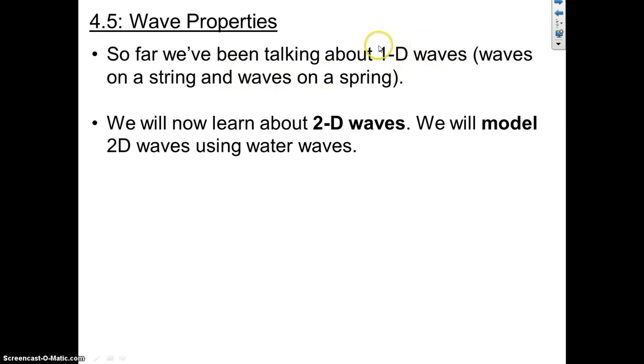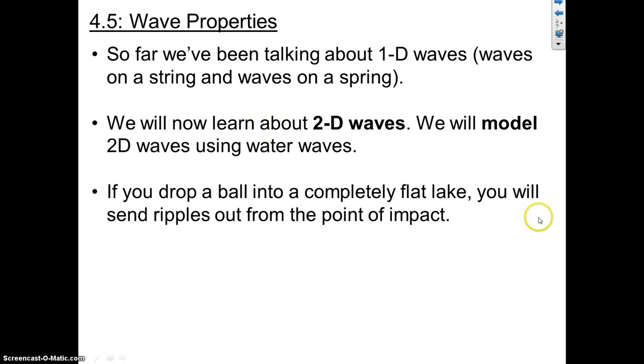Whereas we modeled 1D waves with strings and springs, two-dimensional waves we model using water waves. So we look at these waves in the water from above, and we examine the crests that are sent out in two dimensions, to the north, the south, the east, and the west, when viewed from above. If you drop a ball into a completely flat lake, what happens? You send ripples out from the point of impact.